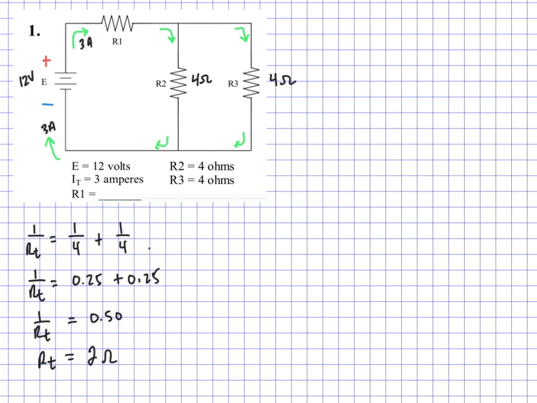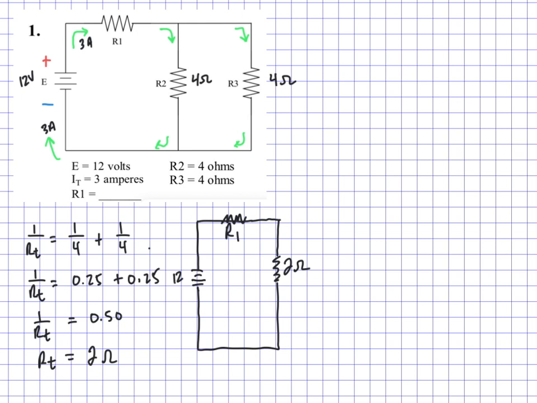So now what we can do is rewrite this example. I'm going to basically draw it as best I can here. And then we've got this R1 that we don't know. Now, rather than have the parallel circuits, we have an equivalent resistance here of 2 ohms. That's what we just solved for. And then coming back, just like this. So now we have these circuits in series.